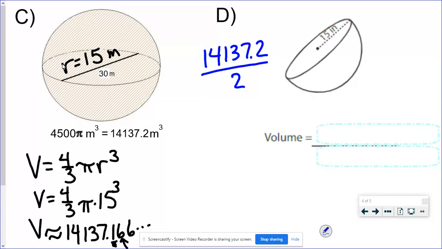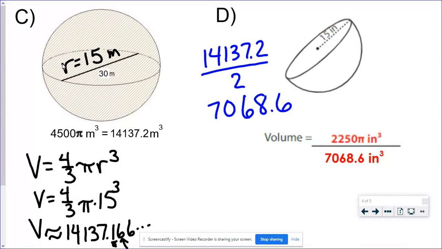So when I do that, 14137.2 divided by 2, I get 7068.6. And this would be cubic inches. So that first answer is leaving it in terms of pi. Most of my answers I didn't leave like that, but that's another option that you have there.